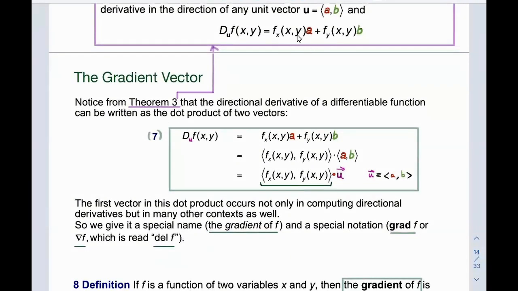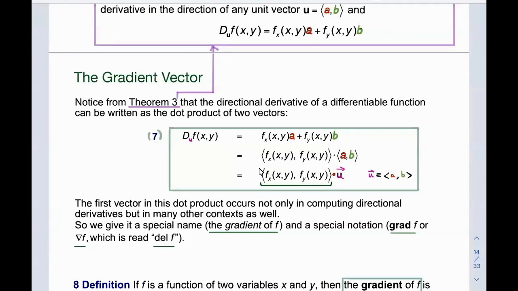Looking at this, well, this times this plus this times this, that looks like a dot product, right? Remember when you take this vector dotted with the vector a comma b, that's exactly the same result you got over here. So we can think about this directional derivative of the function in the direction of u as the vector of the partial derivative with respect to x and partial derivative with respect to y, dotted with the vector u. So that is an easy way to remember, isn't it?